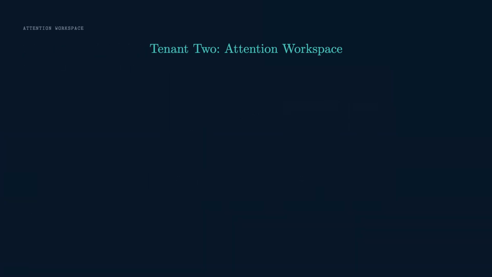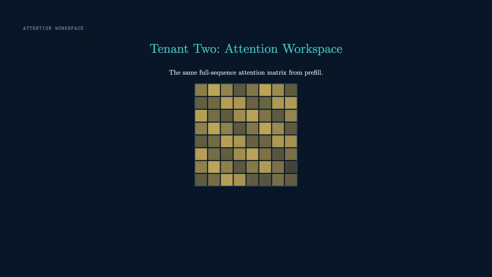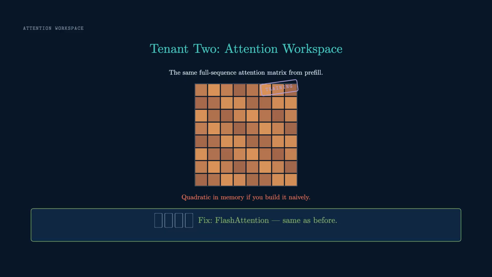Tenant 2, attention workspace. Remember that full sequence attention matrix from prefill? It's back, same structure, this time during training, quadratic in memory if you build it naively. And the fix is the same as before, flash attention, tiled, never materialized in full.